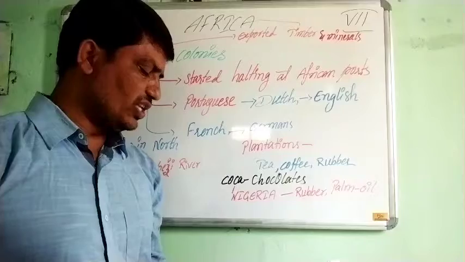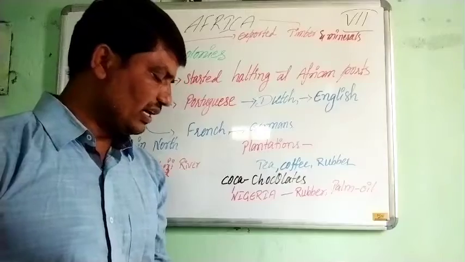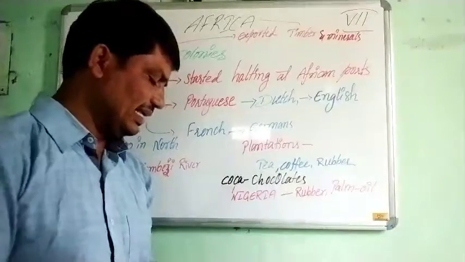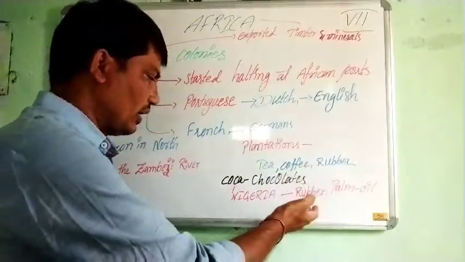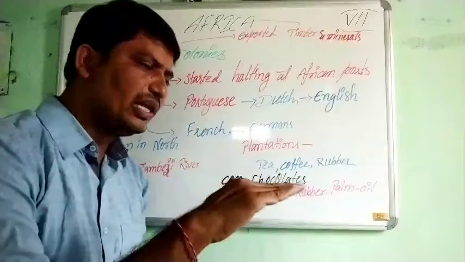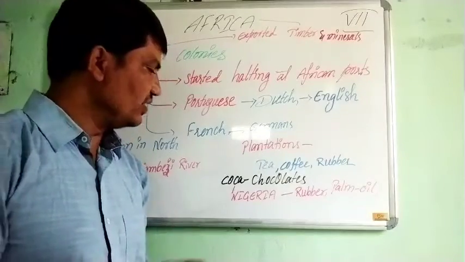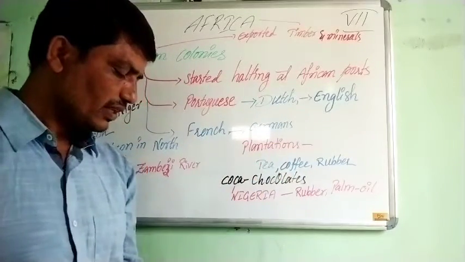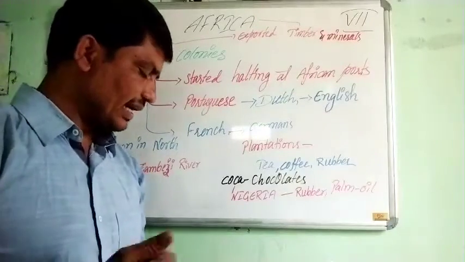Earlier, all these trees were found in wild forests, in thick forests. When the demand for these palm fruits, palm oil, rubber, and cocoa increased, then the European people cleared patches of the forests and planted the cocoa, rubber and palm fruit trees. And these were exported to other countries.